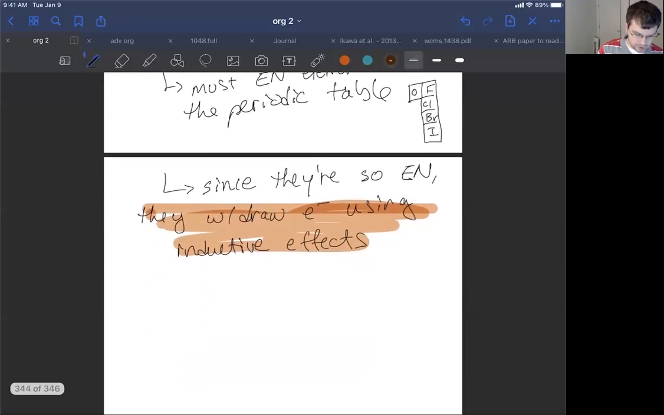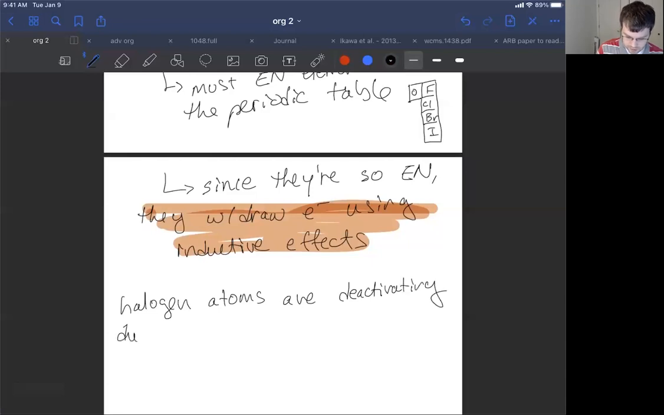And we can kind of draw a picture for that. Halogen atoms are deactivating due to being so electronegative. I guess that's a bit redundant. So electronegative, which tells us that we have inductive effects.